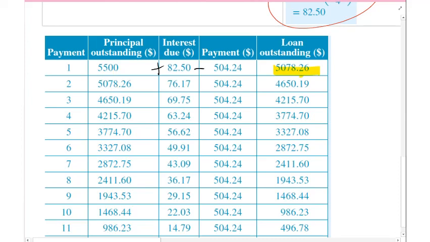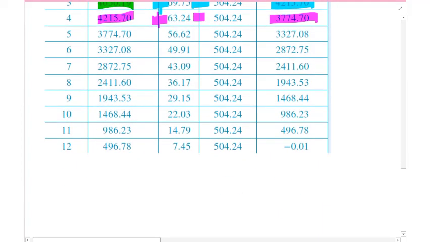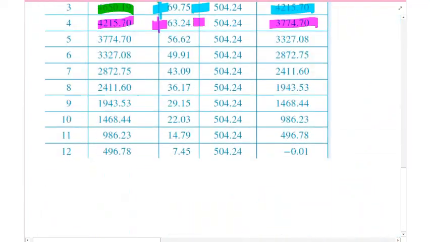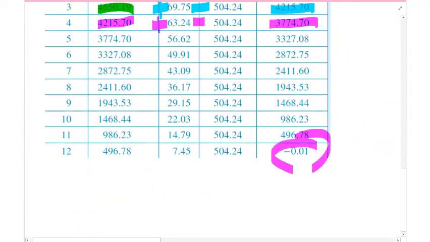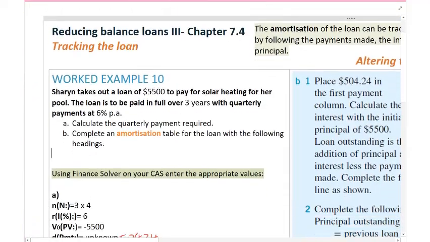So I bring that number down to here. Then I go plus these two, minus that one. I get that value, and that value comes down here. Plus, minus, I get that value again, and sort of rinse, repeat. And I keep doing that. In this case, it's gone for 12 cycles, so that's for the number of cycles they had. And you can see that it's gone down to effectively 0. Okay, so that's the idea for when we're, in this case, tracking a loan.